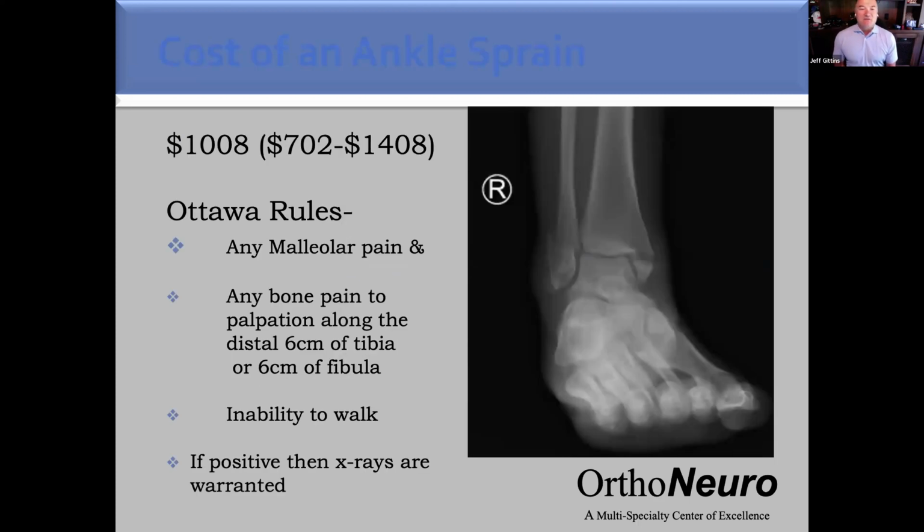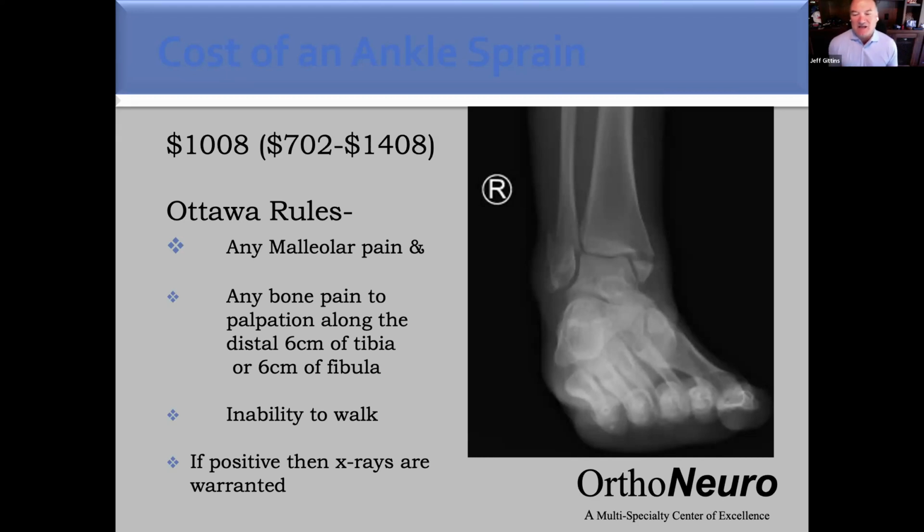What about the cost? We never really think about the cost, but typically the cost of an ankle sprain can reach up to $1,000. Some of that involves evaluation, some of it also involves x-rays. There's a paper out of Ottawa, Canada that discussed, well, who needs x-rays when they have an ankle sprain? It's designed to help control the cost.